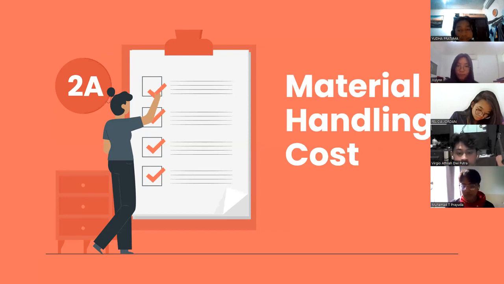So the next is material handling cost. Material handling cost is the cost that arises as a result of material activity from one machine to another machine, from one department to another, and the amount is determined to a certain extent. Next step, please.